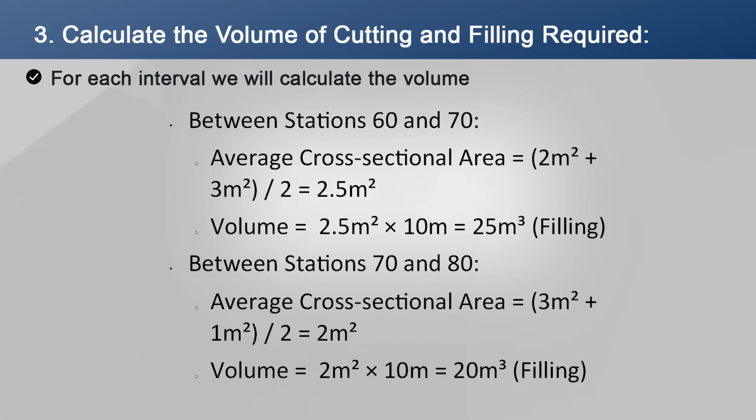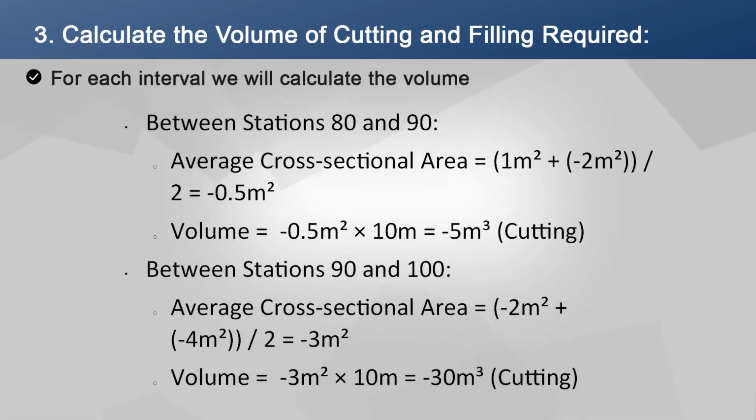Now, between the stations 70 meters and 80 meters, average cross sectional area can be calculated as minus 3 square meter minus 1 square meter by 2. It will come out as minus 2 square meter. So, volume can be calculated as minus 2 square meter into 10 meter, means minus 20 cubic meter. Minus denotes filling quantity.